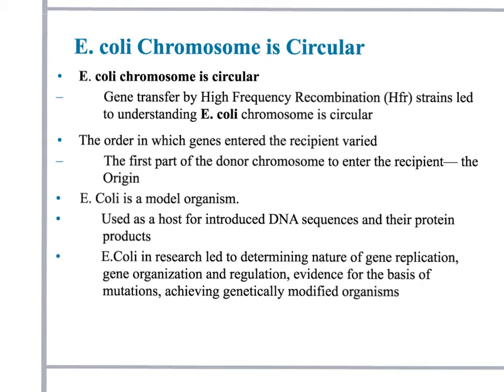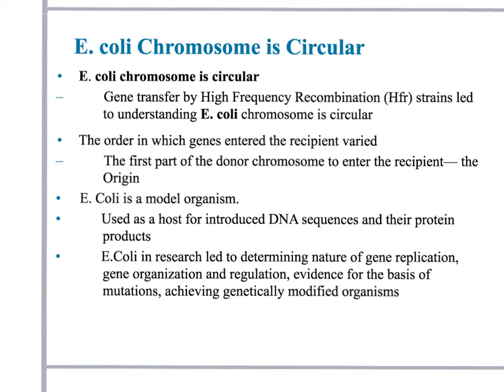And the first part of the donor chromosome to enter the recipient, that's where the origin ends up being established, is where that point of entry is. The E. coli model organism is used as a host for introducing. So if it's a host, you can put DNA sequences and their protein products right into that E. coli organism, and you can watch the protein products grow or change, and you can recombine or combine the DNA, genetically engineer the DNA. So there's a lot of different things you can do when you put that DNA sequence into the E. coli as a host.